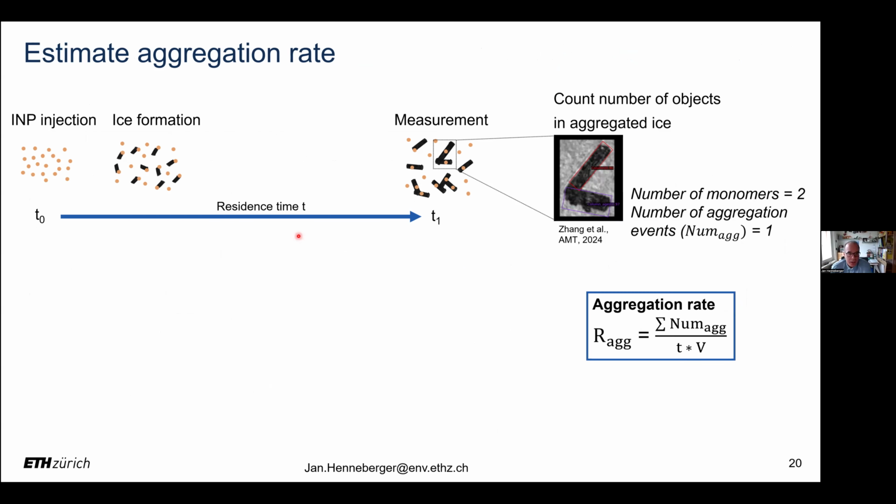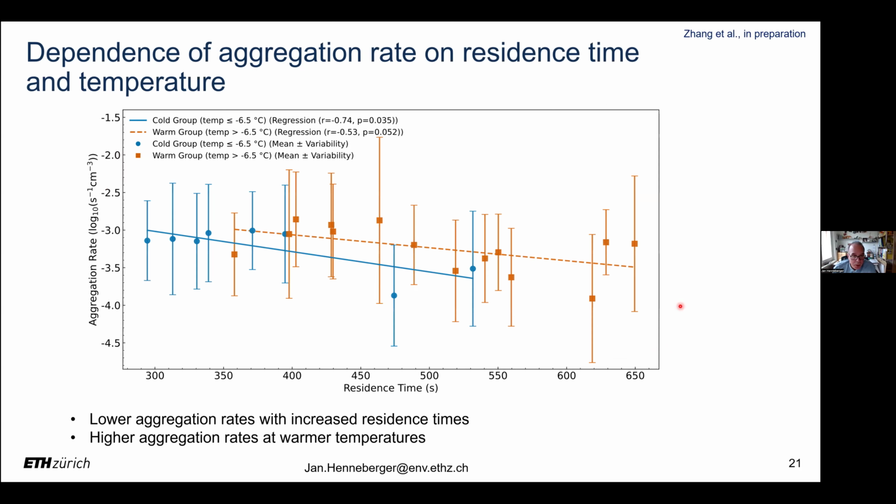Okay, the last part is aggregation rate. Here we take into account that we know from this algorithm how many aggregation events an ice crystal was created from. Here it's quite simple: there was one aggregation event, 2 ice crystals aggregated together. And we can calculate for a whole volume the number of aggregations, and use the residence time to get a rate, and say, in this time, how many aggregations happened in this volume.